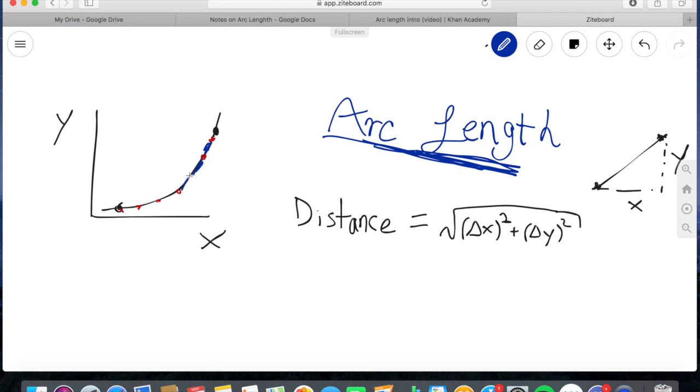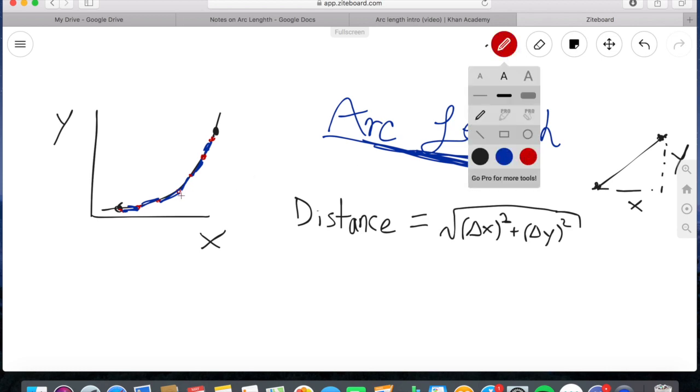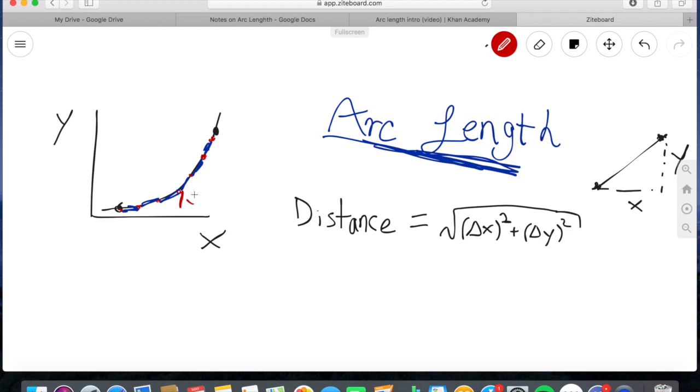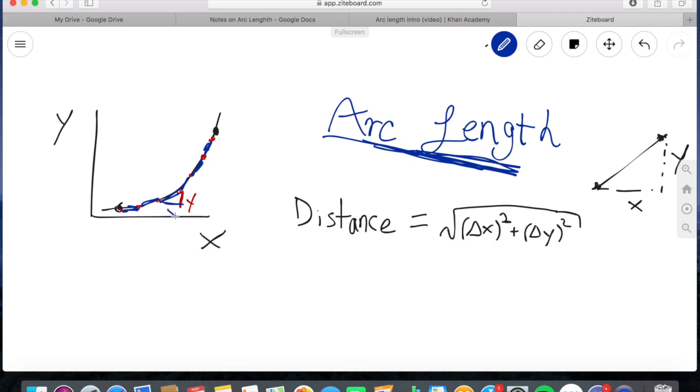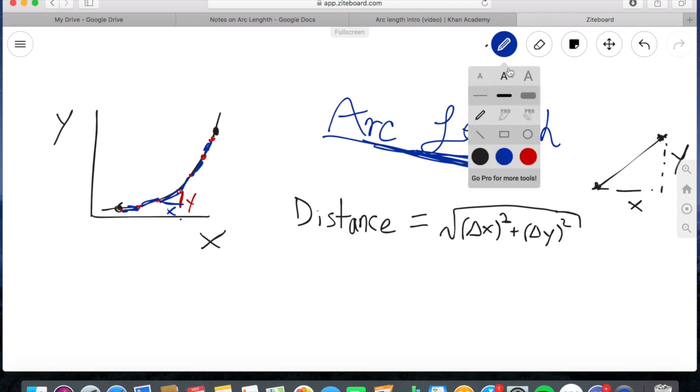But let's say we had a bunch of little lines. Because we have the distance formula, we could approximate the distance of this arc length by using a bunch of little straight line segments. I didn't really draw them straight, but they have the y and the x values, and that will give us the length of this little approximation, which we can call s.